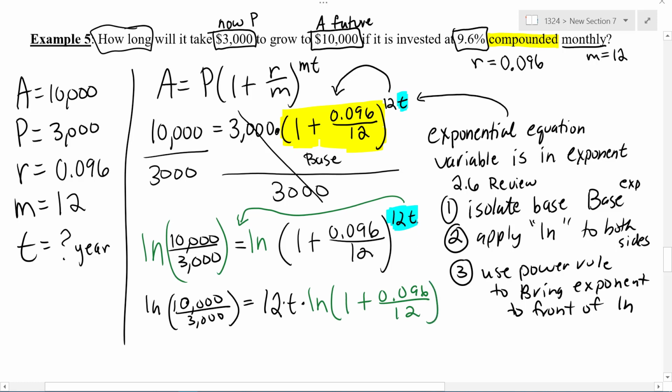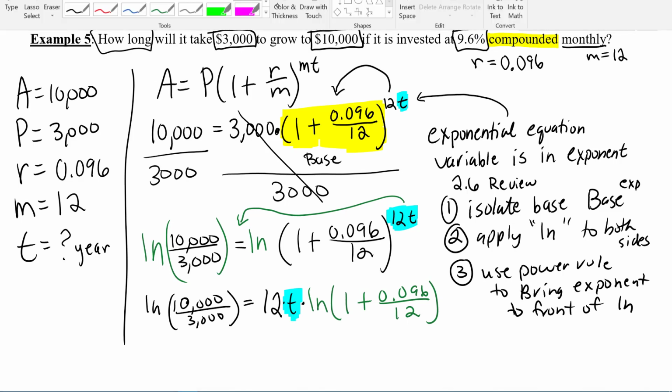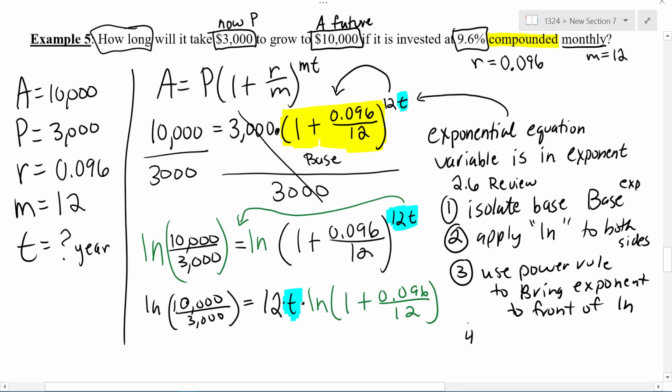So the exponent goes away and is now multiplied outside of the log out front of it. So our ultimate goal here is to solve for t. We want to get t by itself on one side. So the last step is to solve for the variable.